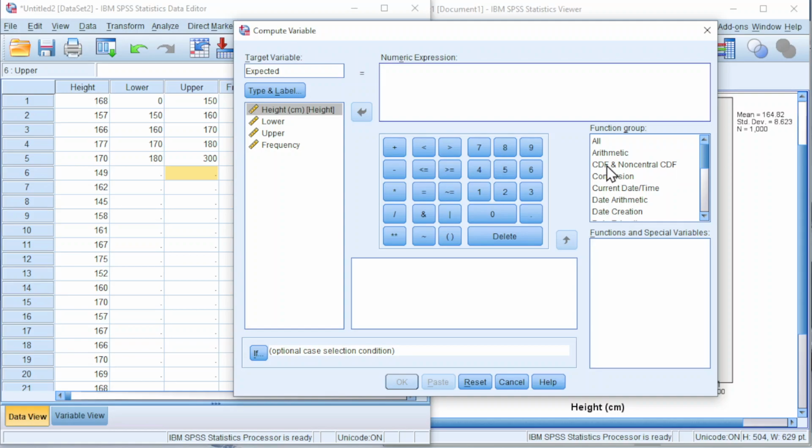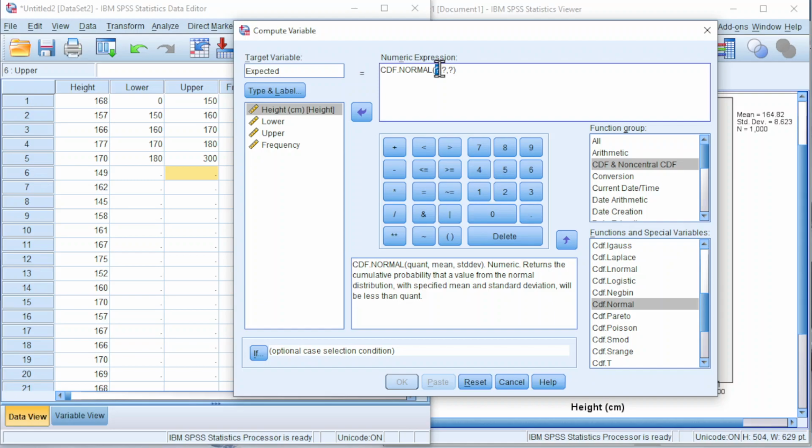Make use of the CDF function. Look for normal distribution. The first question mark is the x value, always upper minus lower. So click on upper and we insert. For the second question mark, make use of the mean and the standard deviation that we estimated. We have 164.82 for mean and 8.623 for standard deviation, minus the lower boundary. Click again the cumulative distribution function, the normal distribution.